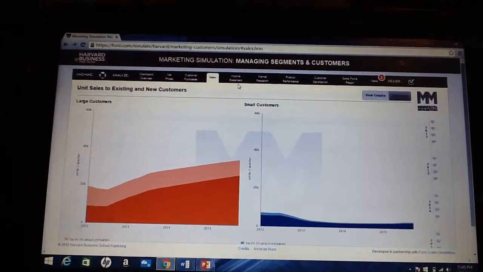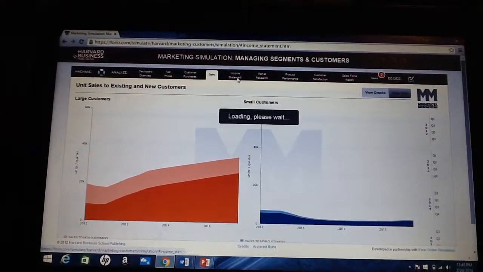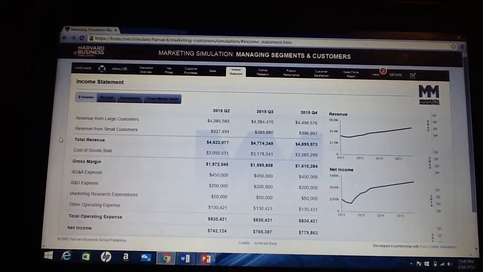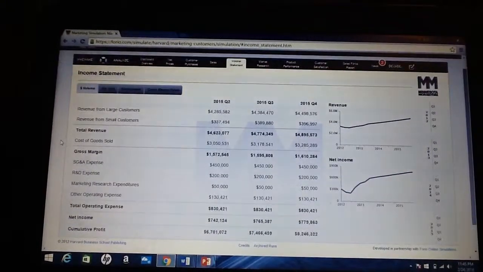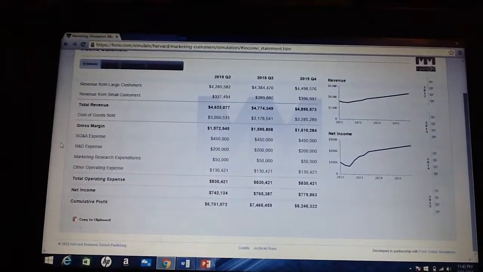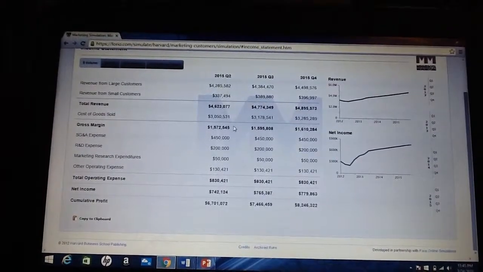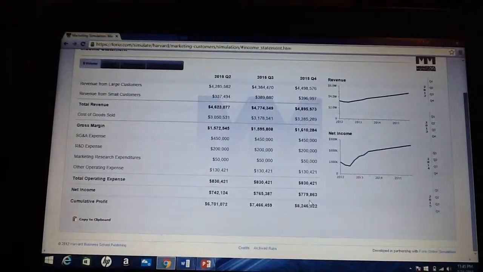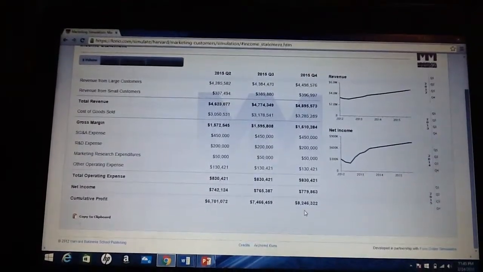The next tab is the income statement, which I also frequently looked at. This shows you your total revenue, gross margin, total operating expenses, net income, and cumulative profits. Here it shows that I ended with $8.2 million.